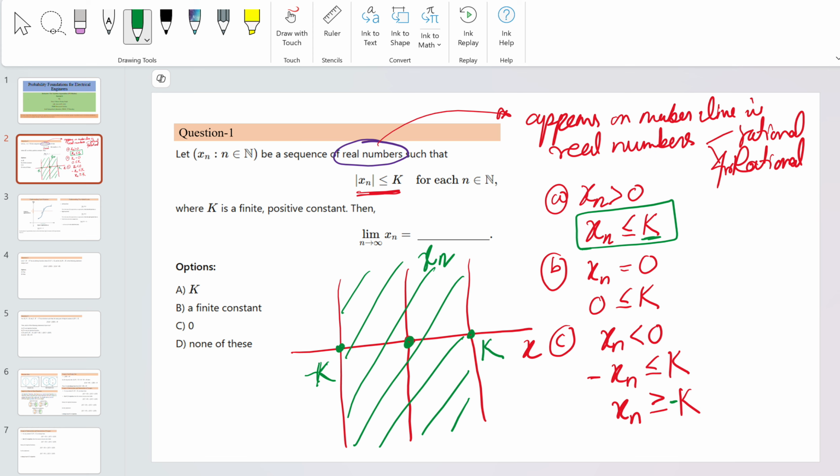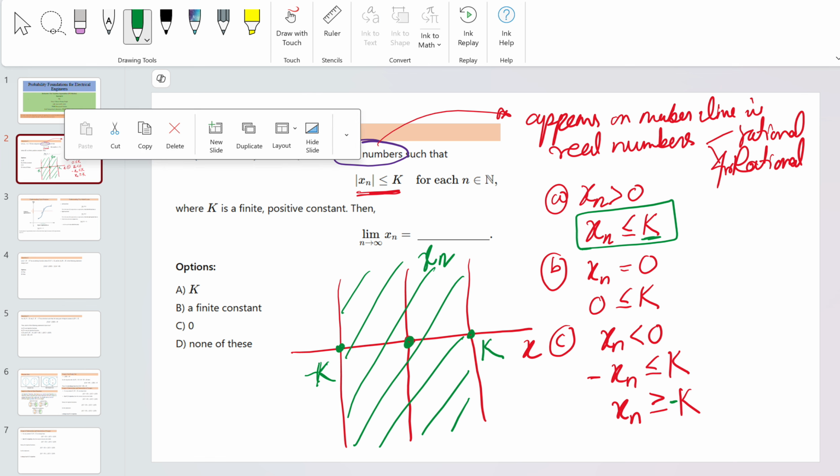So what is actually the solution of this limit as n tends to infinity? Let me take another slide for that.